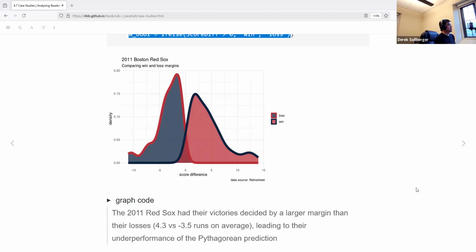Now, if you don't read density plots as often as I do, we'll go ahead and read off the caption at the bottom of the page. The 2011 Red Sox had victories decided by a larger margin than their losses. They won by 4.3 runs on average, but when they lost, they lost by 3.5 runs on average. And this is part of the reason why they underperformed in their Pythagorean prediction.